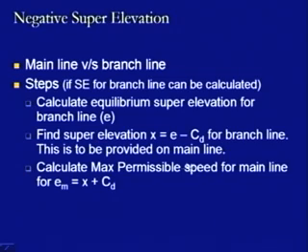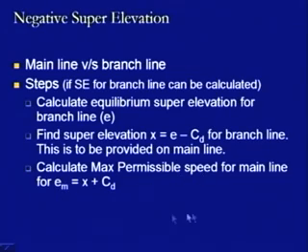Now, once this value is computed for the branch line, the same value is to be provided on the main line. When we go to the main line, it changes its sign. If this value is coming as a negative value, then on the main line it will become a positive value, and this positive value of x will be added again to the value of CD which is permissible for the main line. The summation of these two values is the super elevation which is to be provided on the main line.